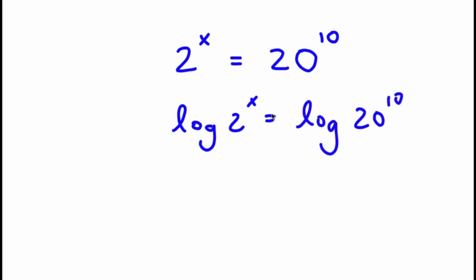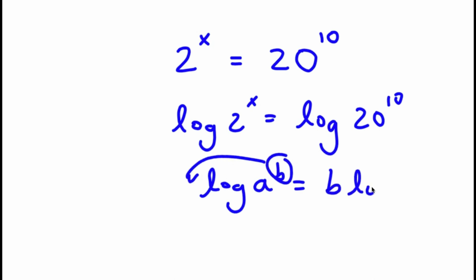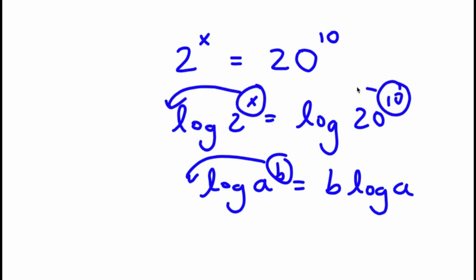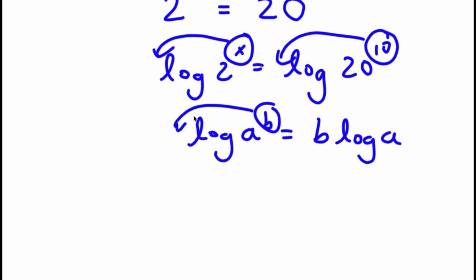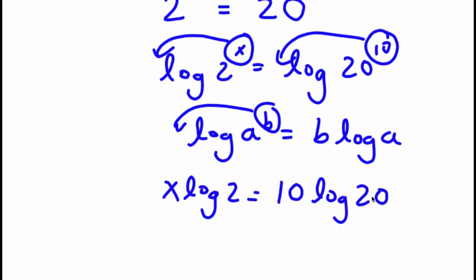Now if I have something in the form log a to the power of b, I can move this exponent b to the front. So this is going to equal b times log a. So in this case, log 2 to the power of x, I can move x to the front. And log 20 to the power of 10, I can move 10 to the front. So now I have x times log 2 is equal to 10 times log 20.